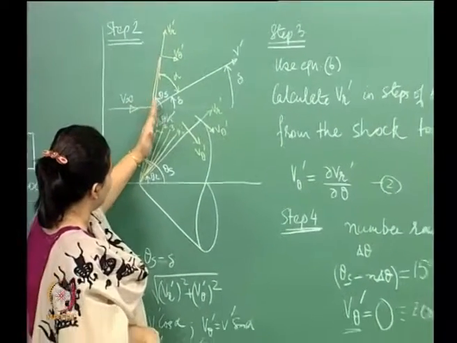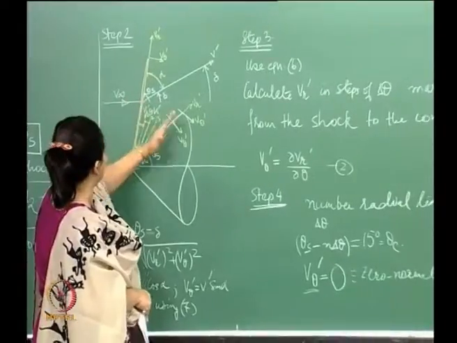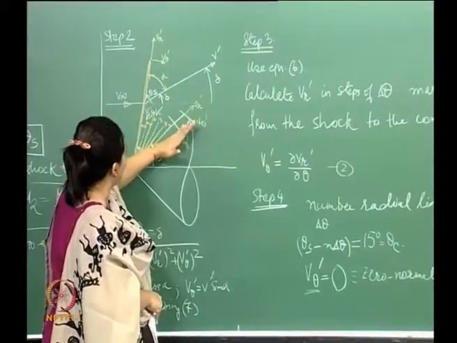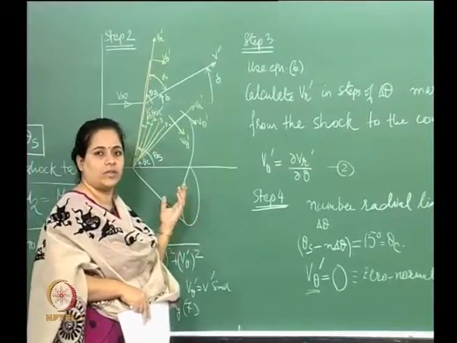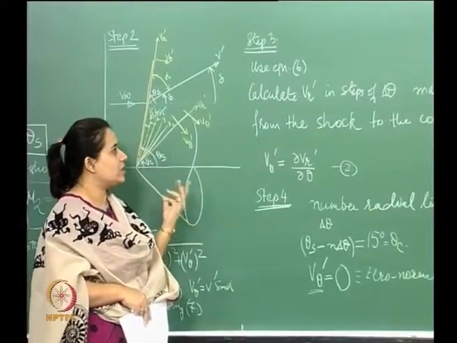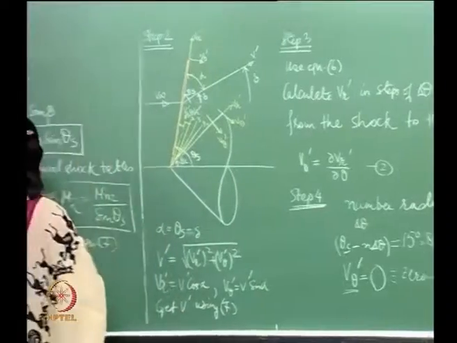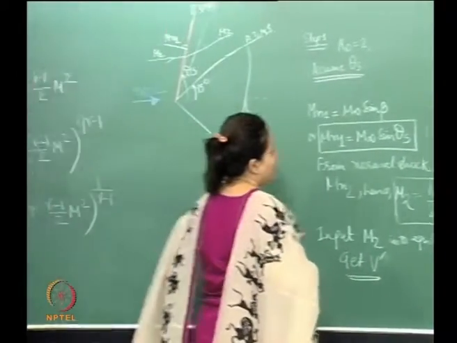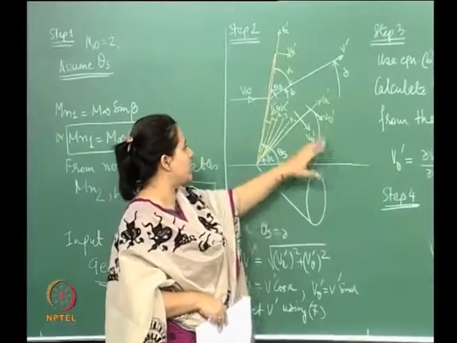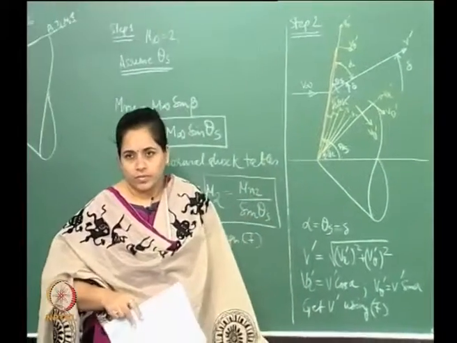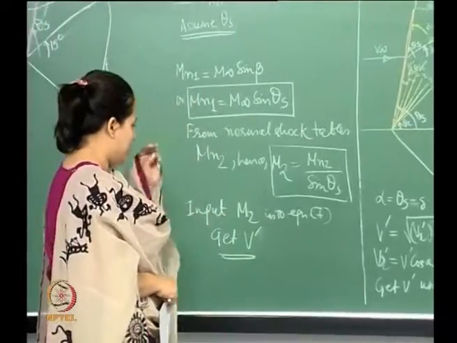At various radial locations between the shock wave and the surface, we get the V r dash and V theta dash, and we also calculate the thermodynamic properties using these expressions. When we come to the surface, we implement the zero normal velocity boundary condition. That's pretty much it, right?